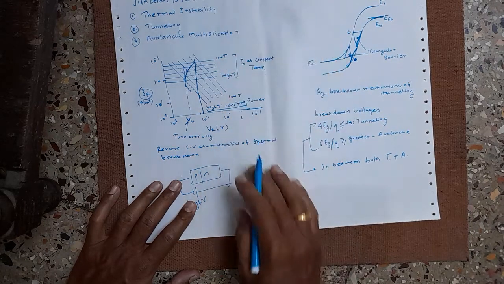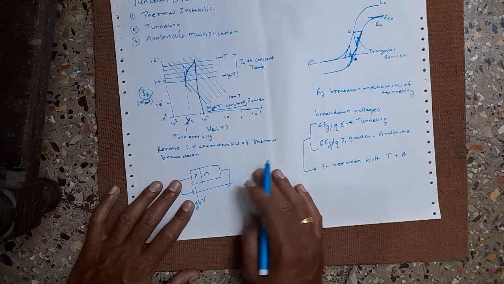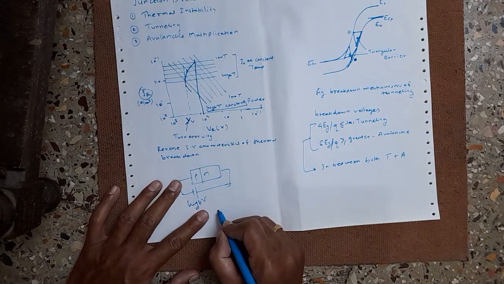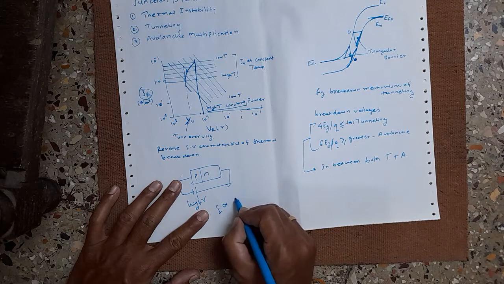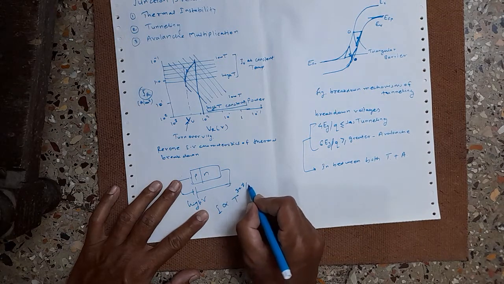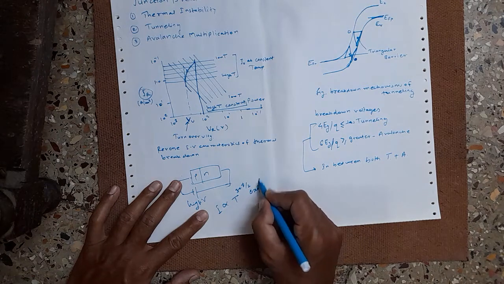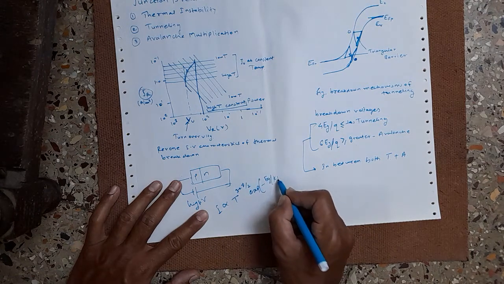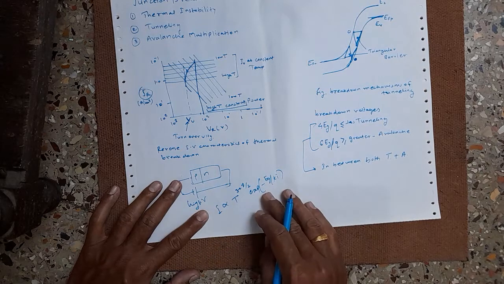Now this current follows a curve something like I proportional to T raised to 3 plus gamma by 2, times exponential of minus Eg by kT. Such a kind of curve it follows.